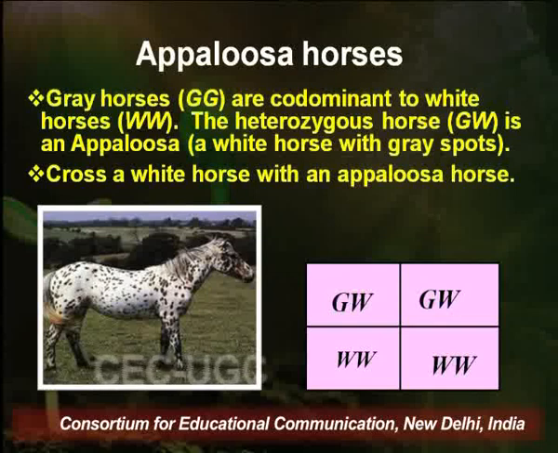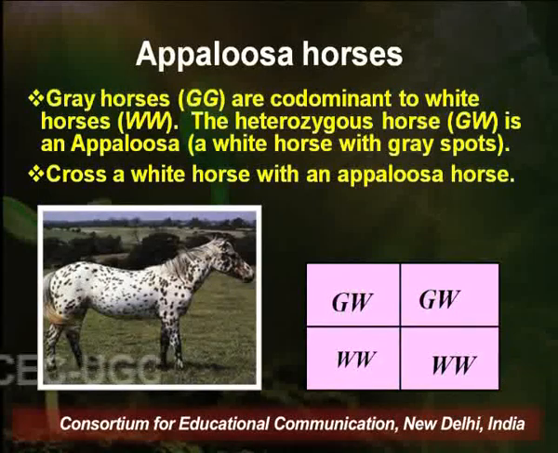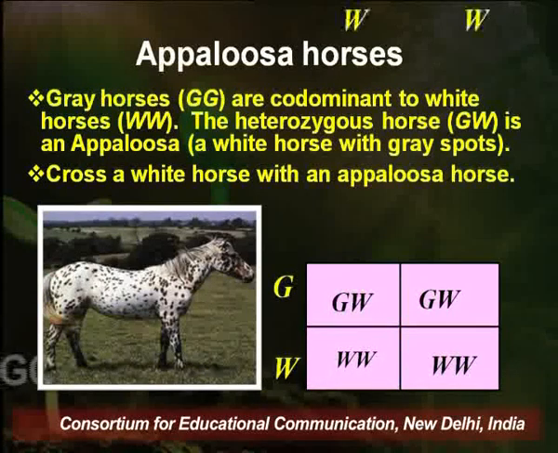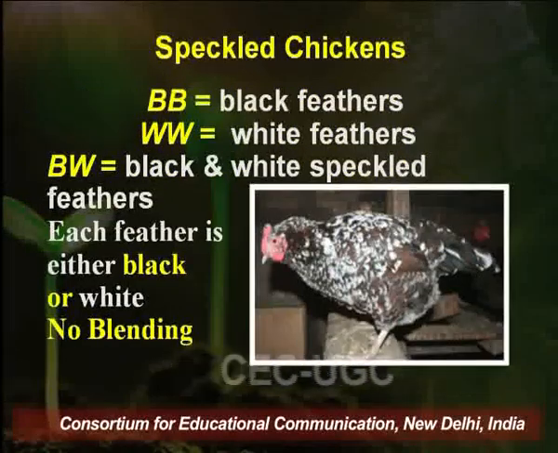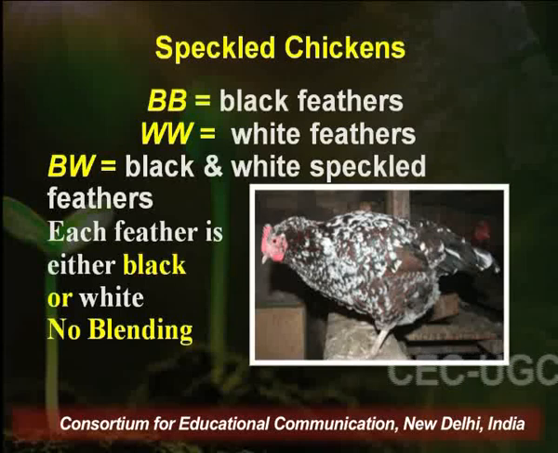The grey horse would have the allele capital G in a homozygous form, and the white would have WW. In their mating, we get a heterozygous horse, which is GW, and this Appaloosa is a white horse with a grey spot. So, Appaloosa horses are generally bred for the unique texture of their hair and color. Likewise, we have another example.